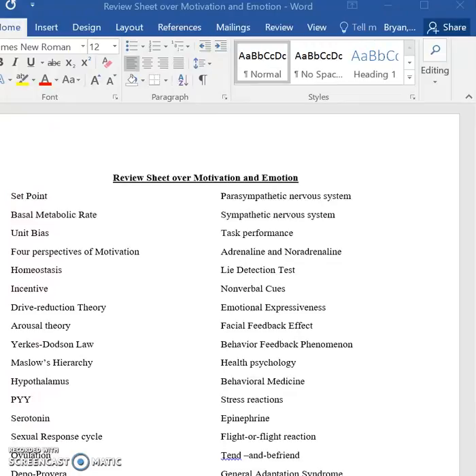Right, so facial feedback effect is an application question. You need to know not only how to define that, but also how to apply that. I would probably say that behavior feedback phenomenon is more of a straight definition. And that one's like when I'm having a bad day, but I'm going to put a smile on my face, and therefore my day is going to go better overall. Health psychology is a basic definition, as well as behavioral medicine. Those are basic definitions.